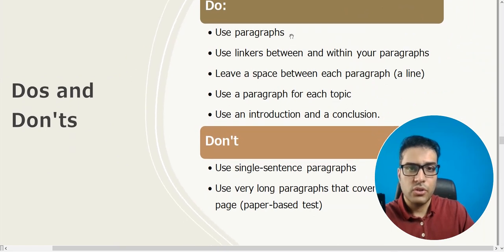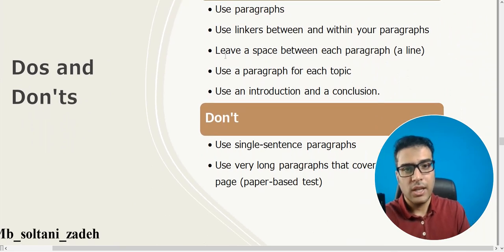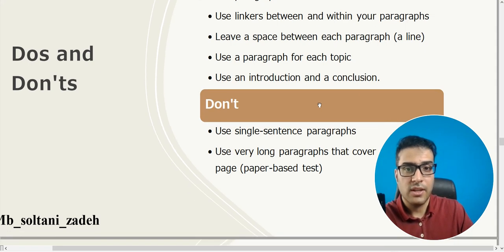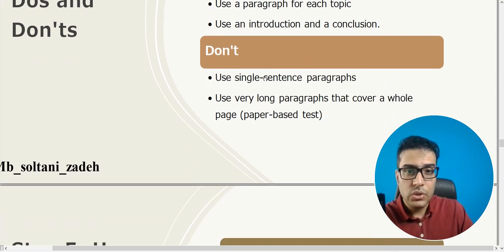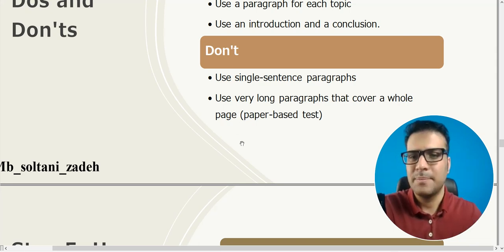What should we do? We should use paragraphs. We should use linkers between and within your paragraphs. We should leave a space between each paragraph. Use a paragraph for each topic. Use an introduction and a conclusion. And don't use single sentence paragraphs. Don't use very long paragraphs that cover a whole page for a paper-based test.